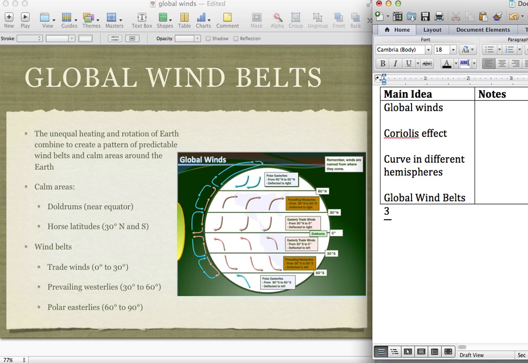Make sure you put 3 questions at the bottom of your notes. I'm sure you've got a couple. We'll do a couple different activities with this in class tomorrow to clarify these wind belts and see why the winds have to curve the way they do.